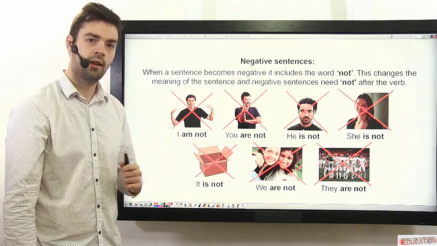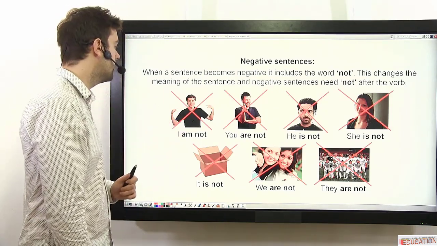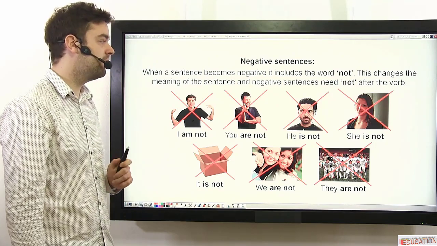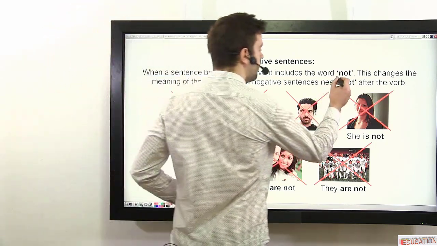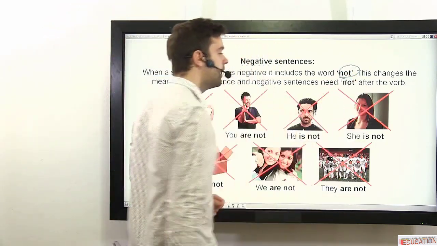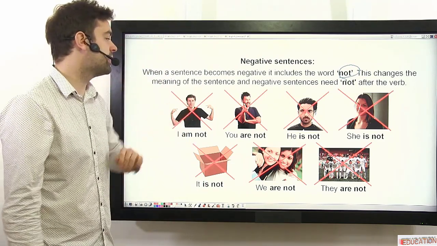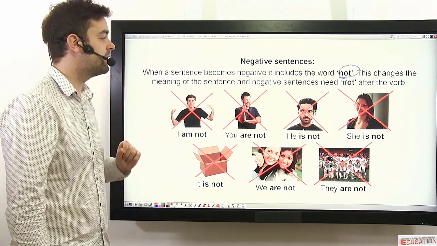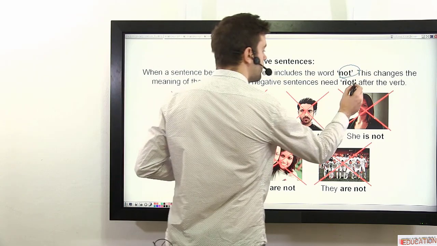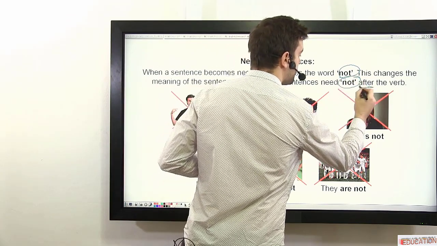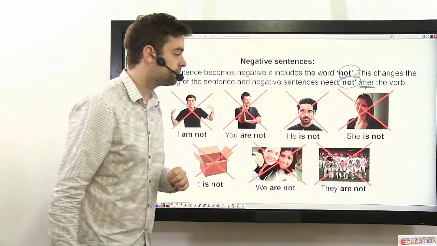What about in negative sentences? Well, when a sentence becomes negative, it includes the word not. This changes the meaning of the sentence, and negative sentences need not after the verb.